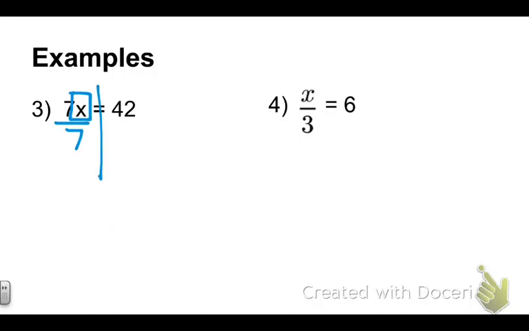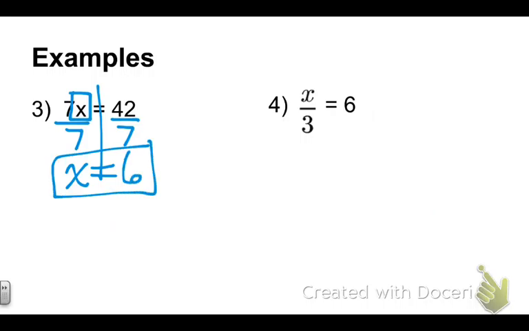Same thing, whatever you do to one side, do to the other. 7 divided by 7 is going to leave me 1x. That's exactly what I want. I want 1x. I don't need the 1 in front of it. If you want to, go ahead and put it. And then 42 divided by 7 is going to give you 6. So check your answer. Substitute it back in. Instead of 7 times x, it's going to be 7 times 6, and yes, that equals 42.